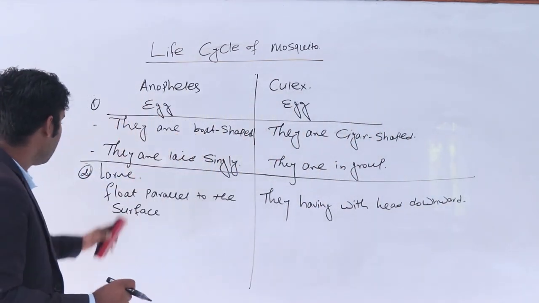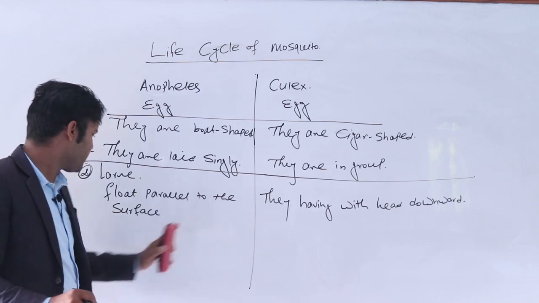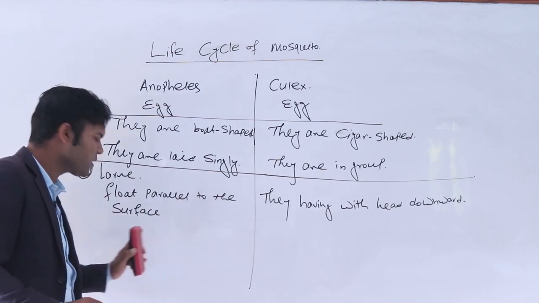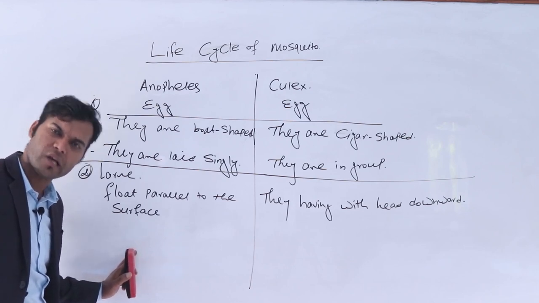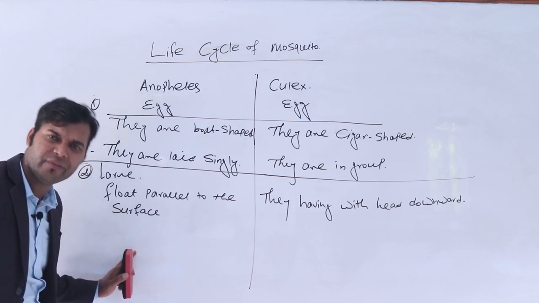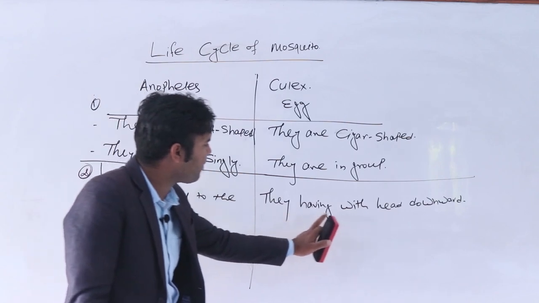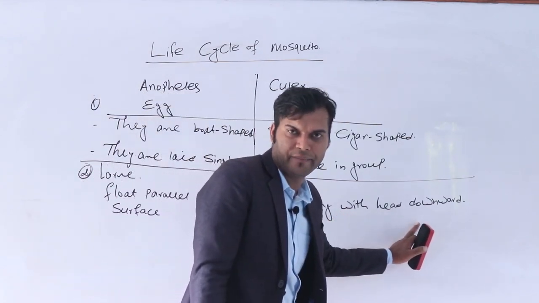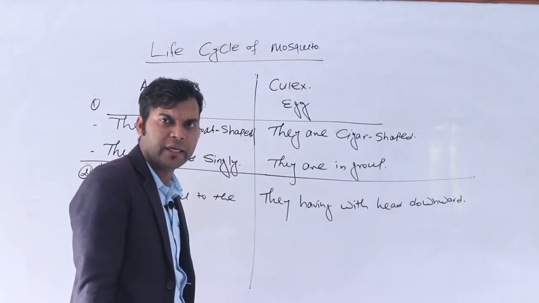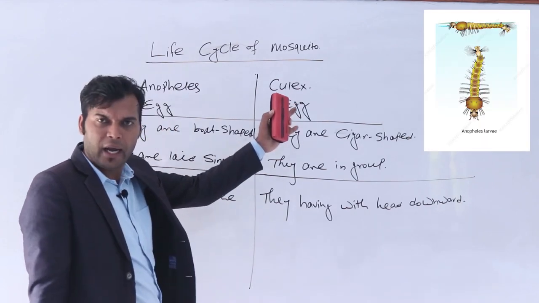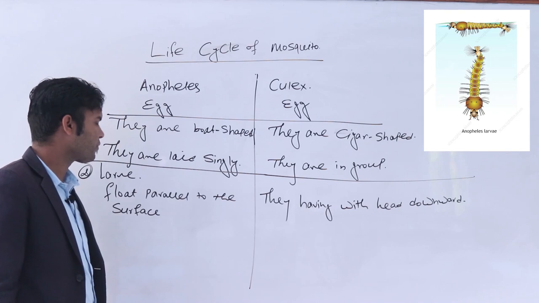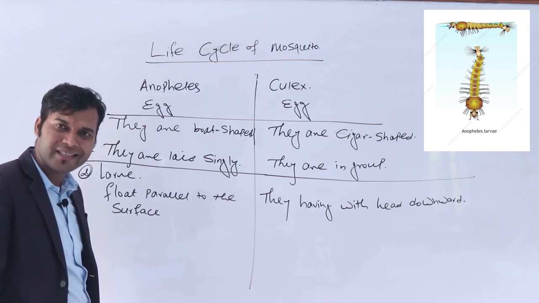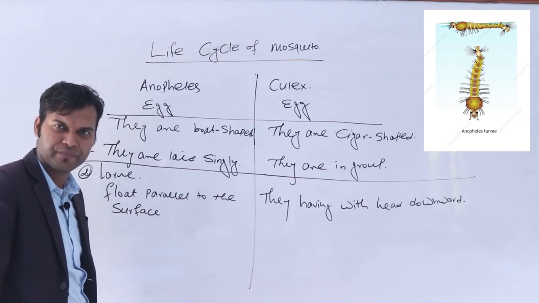Number two, float parallel to the surface. They float parallel to the water surface in the larva stage. Culex have the head downward. Please see in the diagram the larva stage of the culex and anopheles mosquito, isn't it?